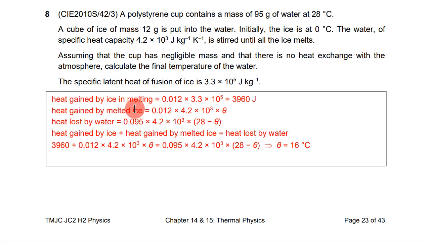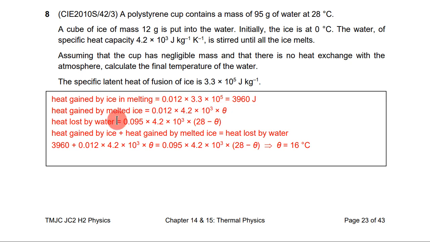Then after the ice has melted and become melted water, its temperature will rise as it gains the heat from the warm water, and this is the heat capacity formula, mc delta theta. Let the final temperature be theta, then the change in temperature will be just theta.